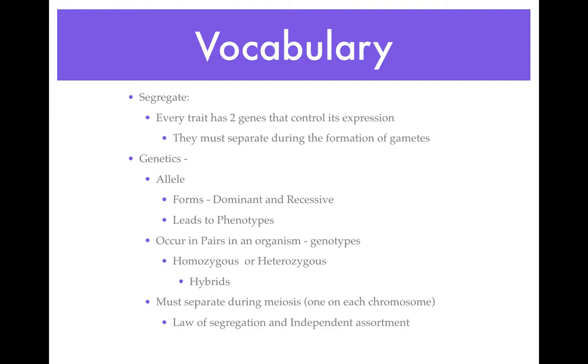Those two alleles have to separate during meiosis. There's one on each of your chromosomes. We said you had one chromosome from your mom, one chromosome from your dad. And that gives us the law of segregation. And the fact that crossing over happens gives us the law of independent assortment. So the genes for your hair color don't care where the genes for your height go. If you inherit a hair color allele from dad, you can still inherit the height gene from your mom.